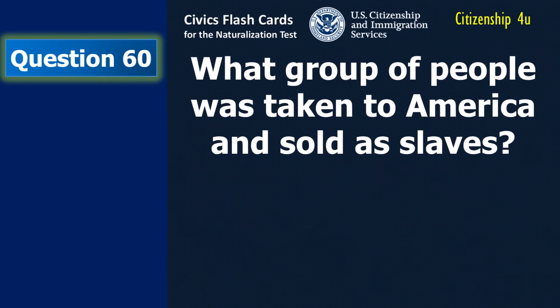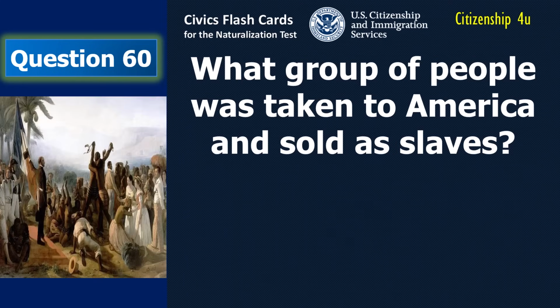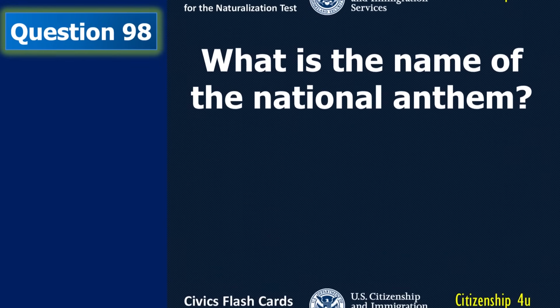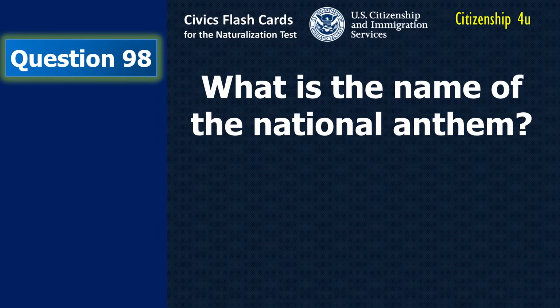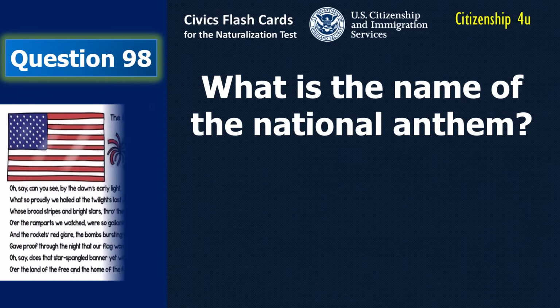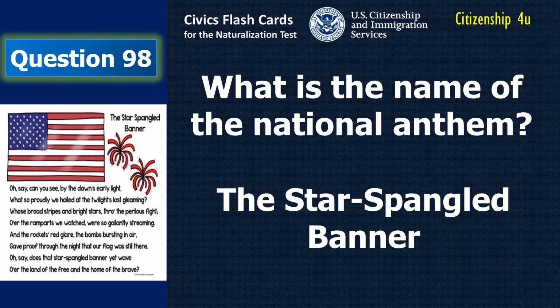What group of people was taken to America and sold as slaves? Africans. What is the name of the national anthem? The Star-Spangled Banner.